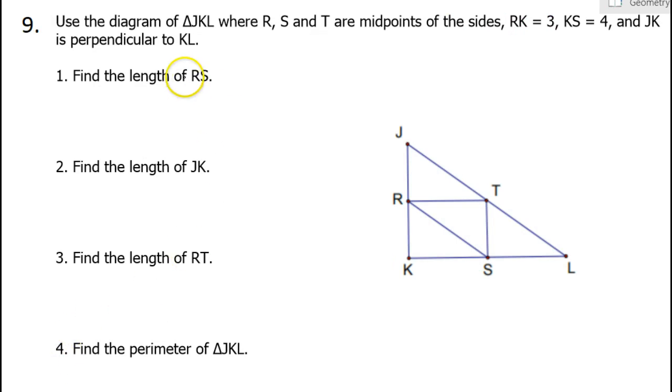All right. Problem number 9. Use the diagram of triangle JKL, this is a big triangle, where R, S, and T are midpoints of the sides. So that means these segments are all midsegments.